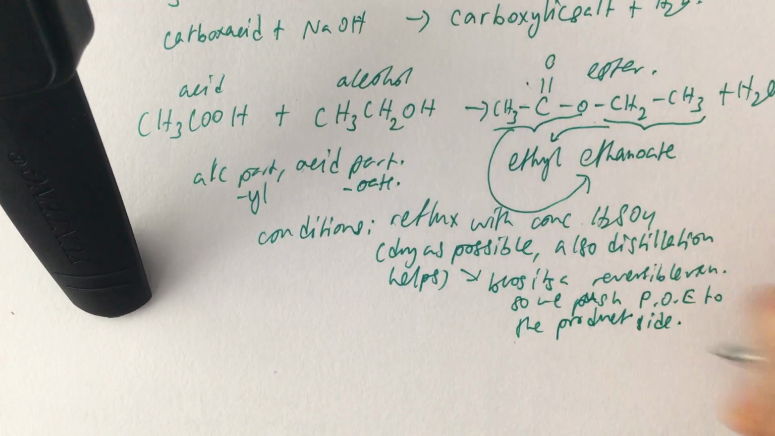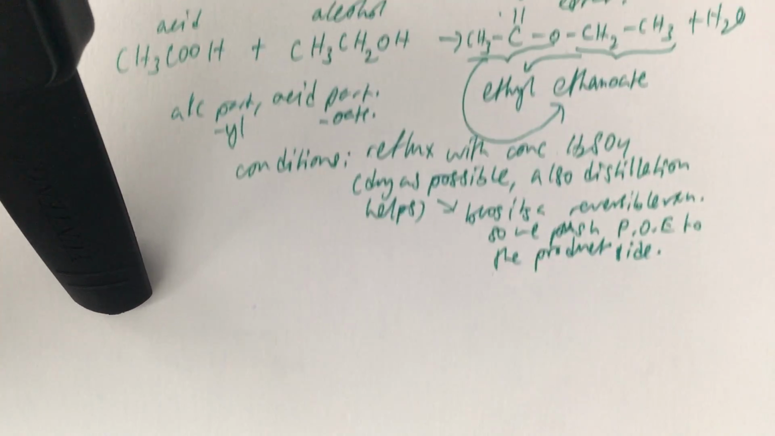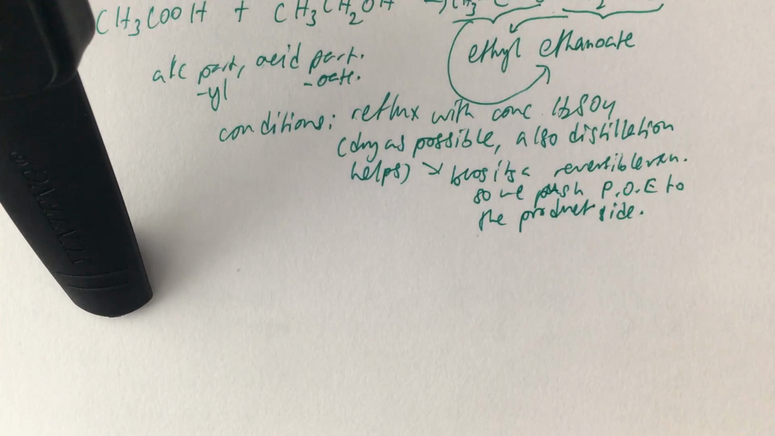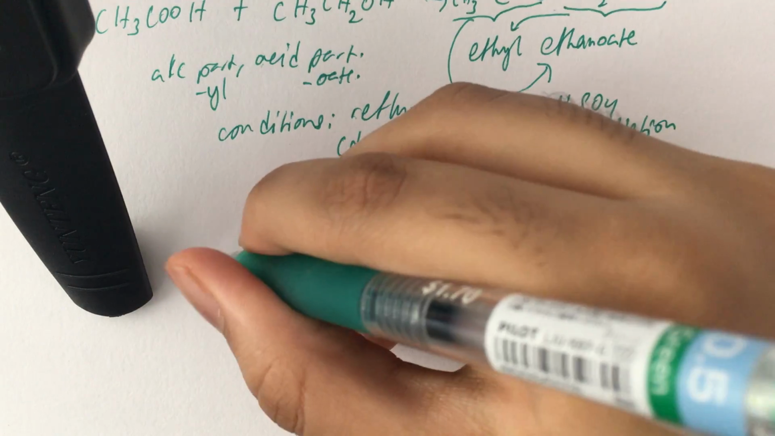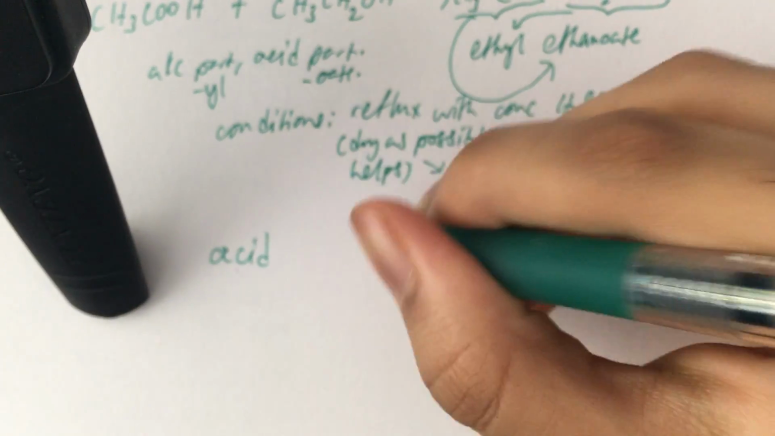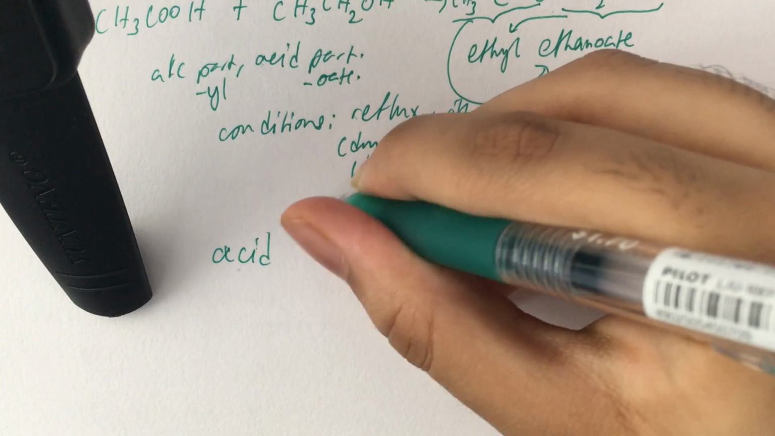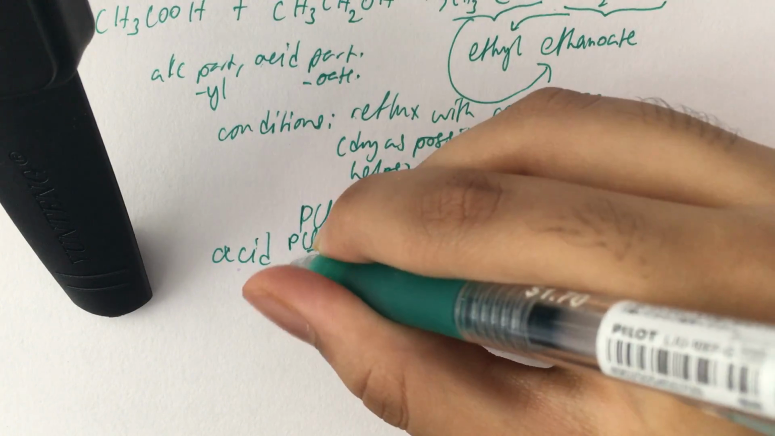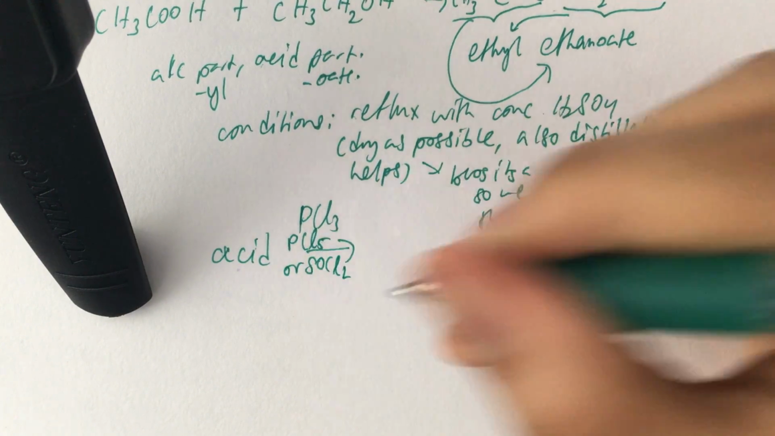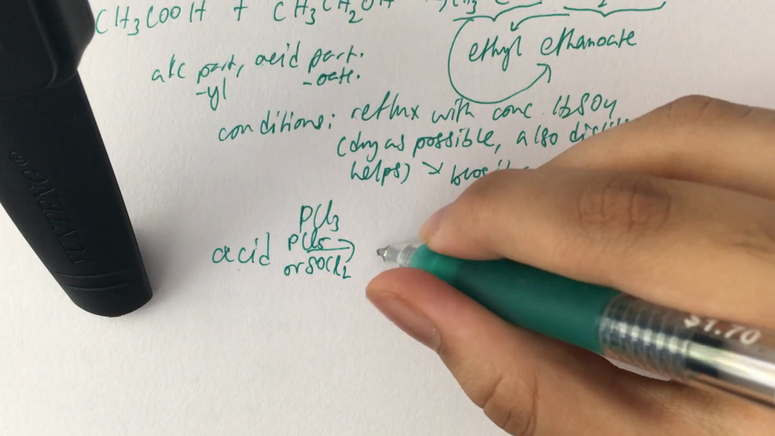So instead of alcohol, we deal with acid, and we can use PCl3, PCl5, or SOCl2. That's for making chlorides, and it happens pretty quickly, with the same effects as far as the products you get. SOCl2 will give you all gaseous products, which can be separated from the product that you want.